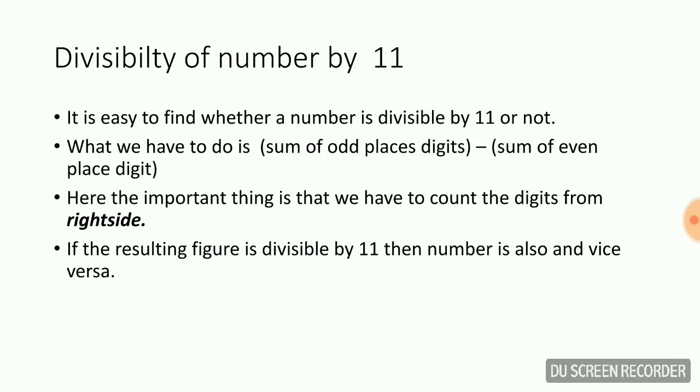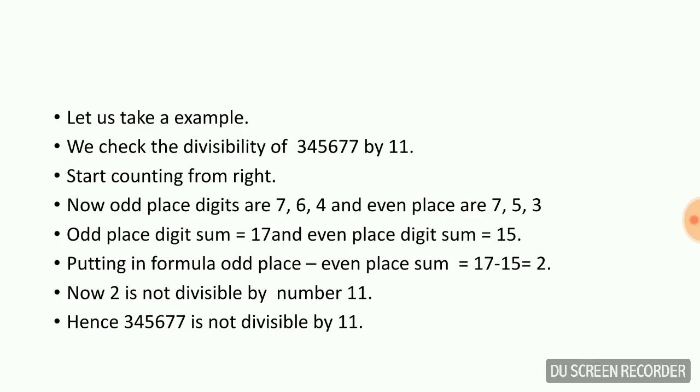Okay, now we will check another example. Now we check the divisibility of 3 4 5 6 7 7 by 11. Start counting from the right. What are our odd place digits? They are 7, 6 and 4. Even places are 7, 5 and 3.